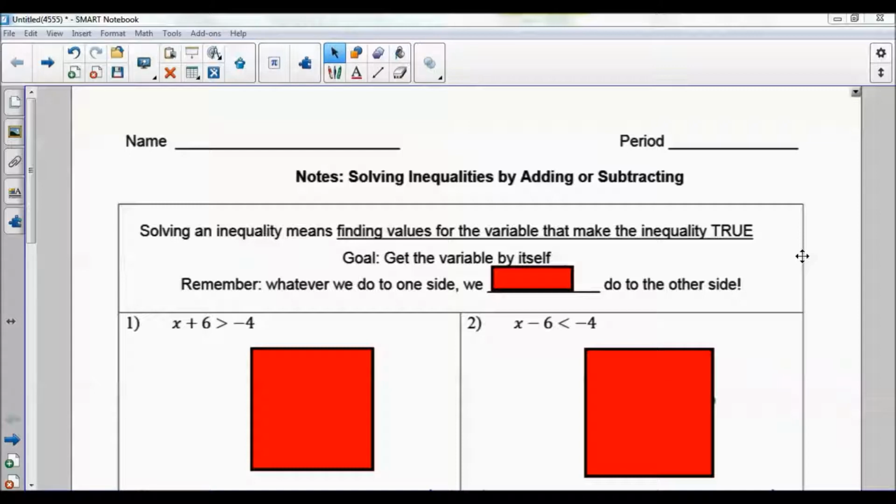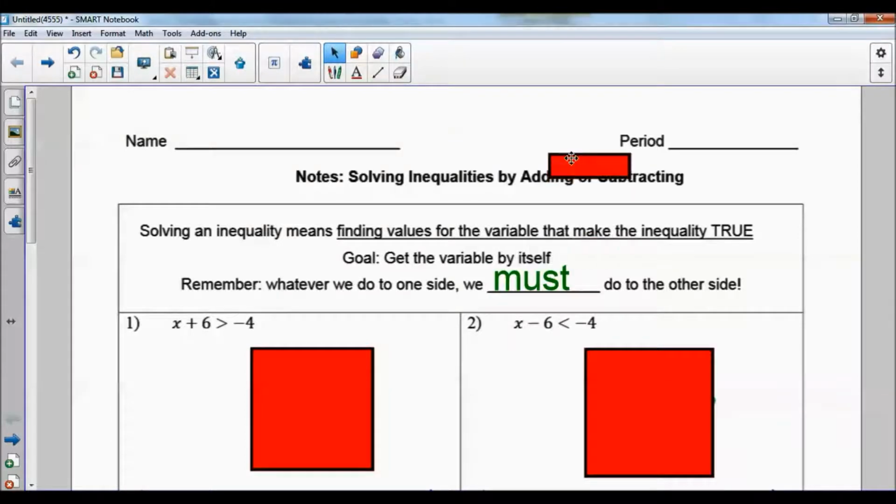We're actually finding what x is less than or equal to. We need to get x by itself. You're getting the variable by itself. Remember, just like when we were solving equations, whatever we do to one side, we must do to the other side. We can't just do something on one side of our inequality. We have to do it to both to keep it balanced. If we don't do that, then we're just changing our problem, and we can't do that. We've got to keep it the same on both sides.